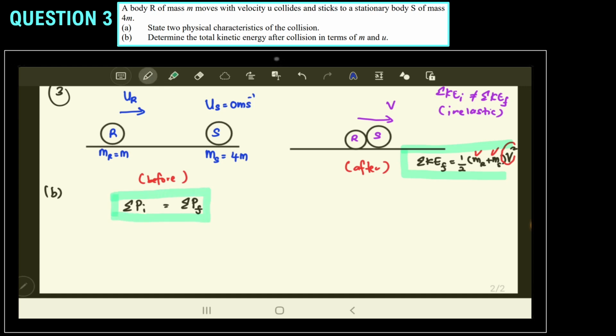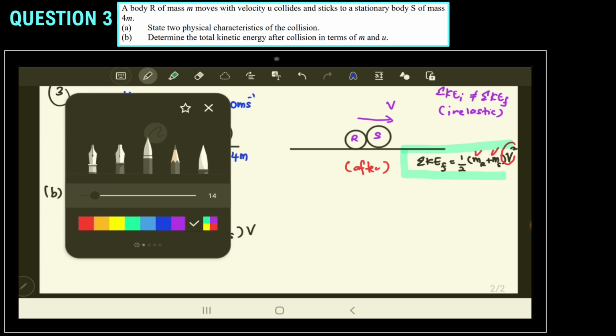Okay, therefore initially you can see here R is moving but S is not moving. Okay, so formula for momentum is P is equal to mv. Then we can write for R is mr ur plus ms us, and for the final state you can see here they are moving together, so we do have V. Okay, satu saja V lah sebab mereka bergerak sekali, and then we need to combine the mass. So we have mr plus ms v.